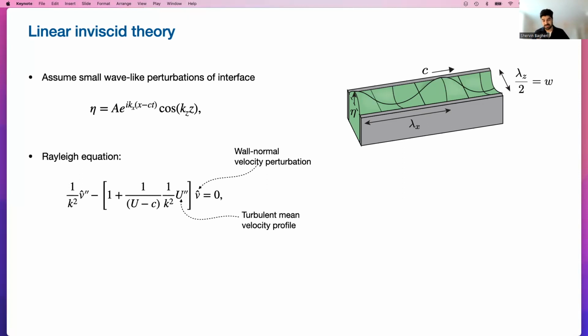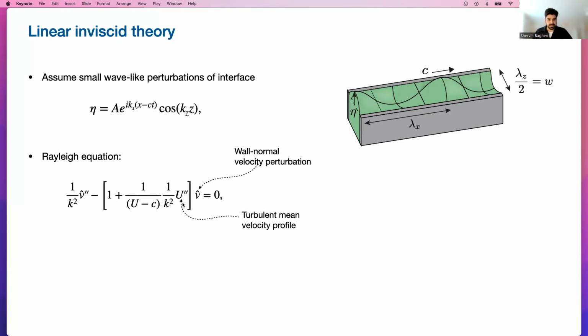And if you neglect the viscous terms, you get the Rayleigh equation, right? So the Rayleigh equation governs the wall normal velocity perturbations V hat here. If you solve this, you get the wall normal velocity perturbation, so the velocity in the fluid above the interface in the direction normal to the surface.